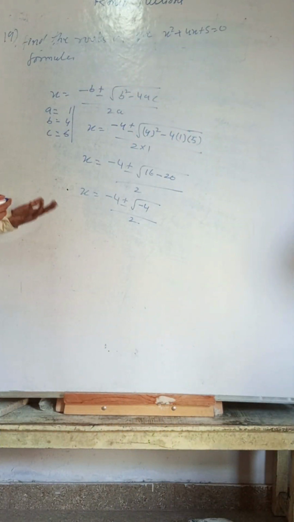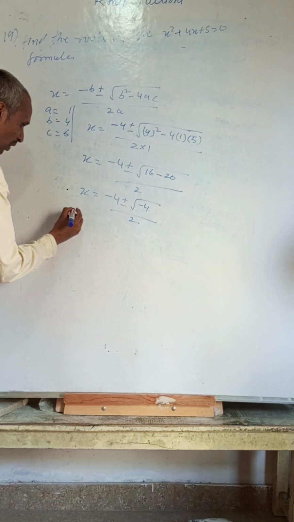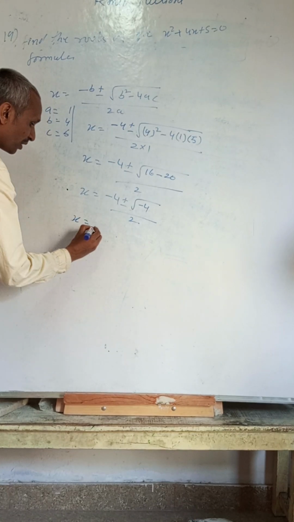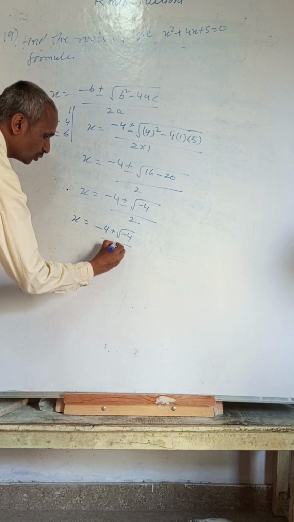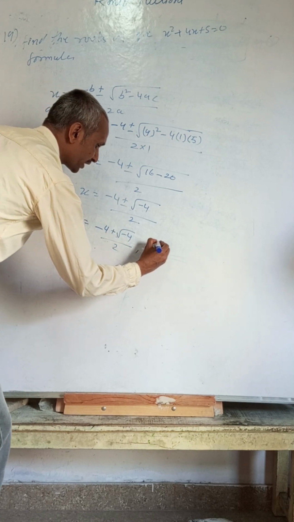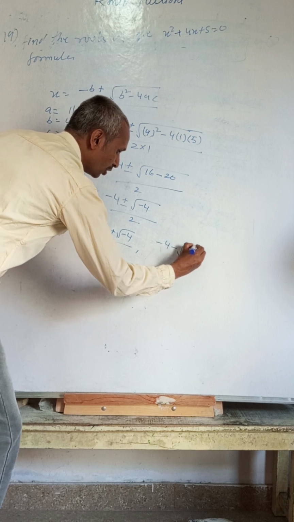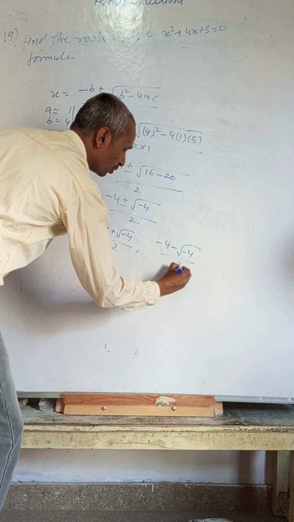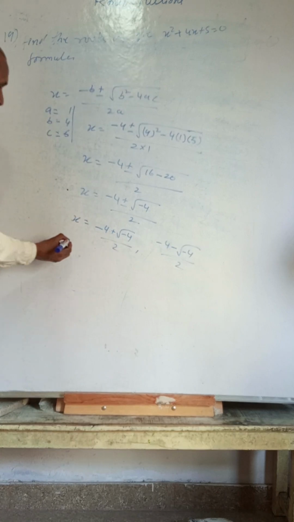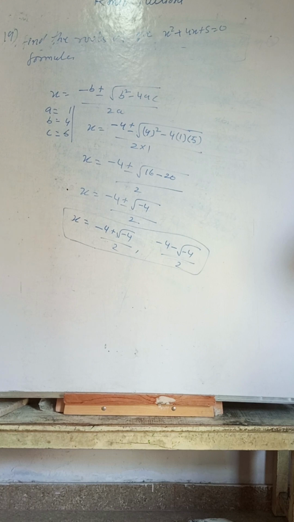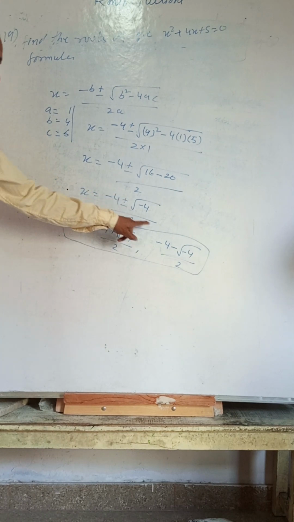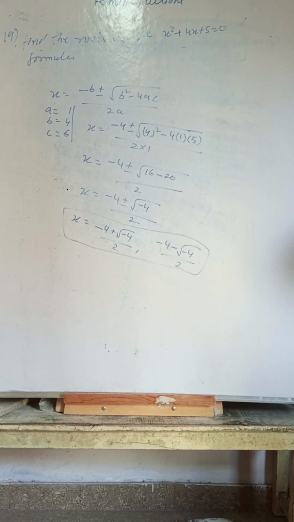Then x is equal to one time taking positive, one time taking negative. So the answer: x is equal to minus 4 plus root minus 4 by 2, and the other x is equal to minus 4 minus root minus 4 by 2. These are the two roots of the quadratic equation, one taking plus and one taking minus. That is the answer for this.